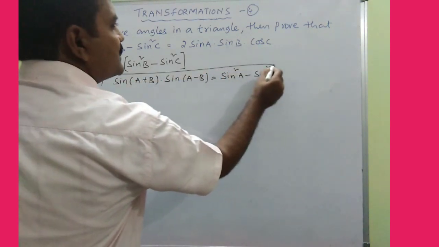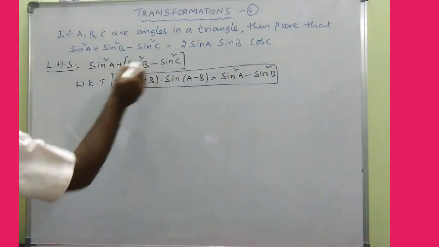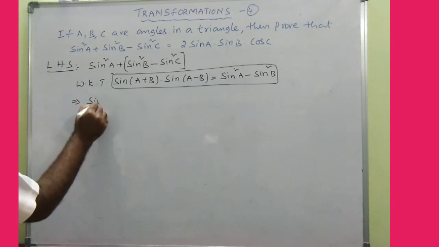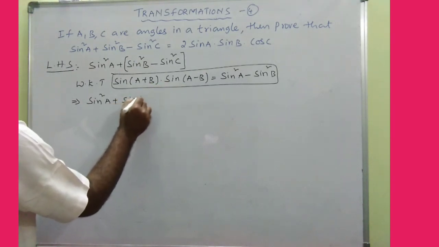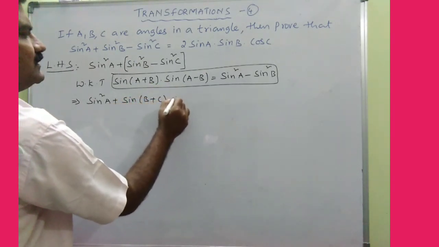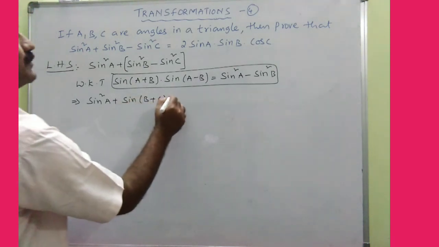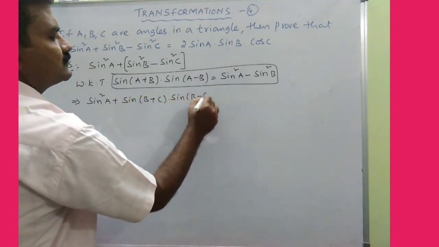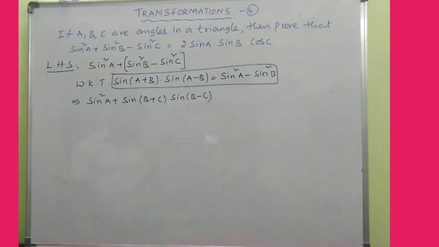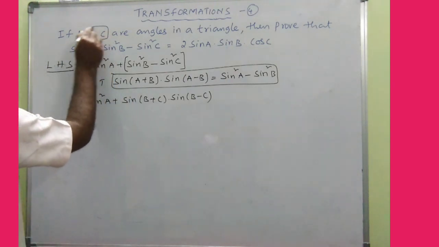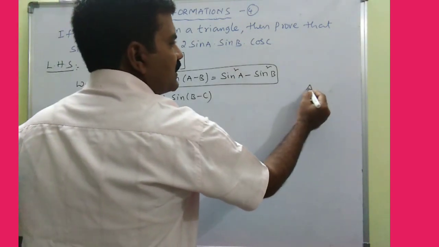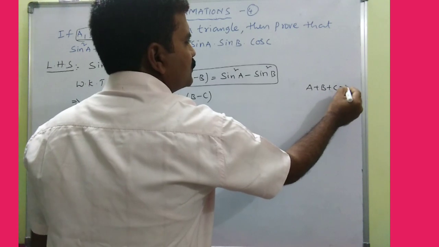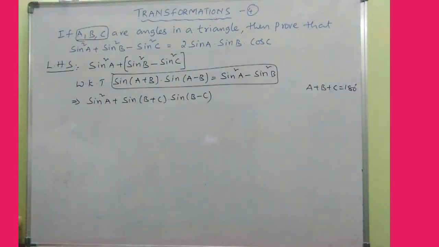So now using this result, how can we write this one? That implies sine square A plus, now this is nothing but sine of B plus C into sine of B minus C. See, once again given that A, B, C are angles in a triangle, that is nothing but A plus B plus C is equal to 180 degrees as usual, right?